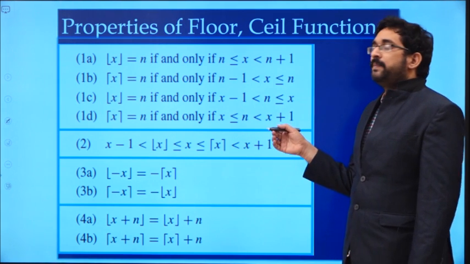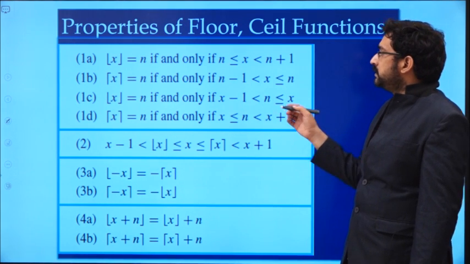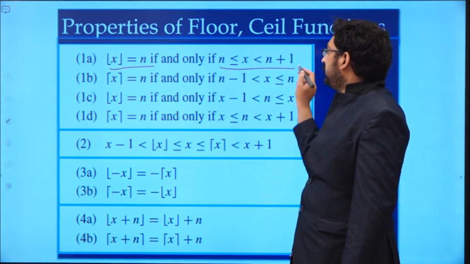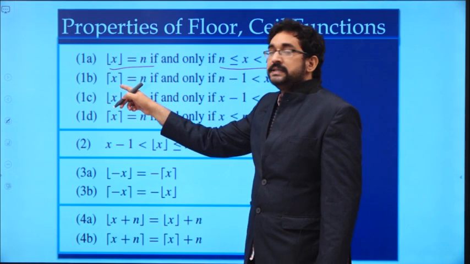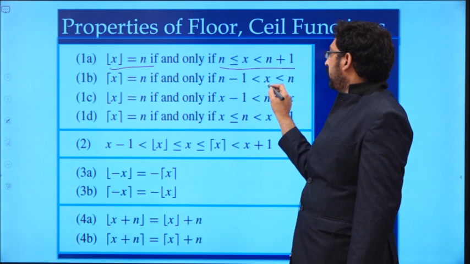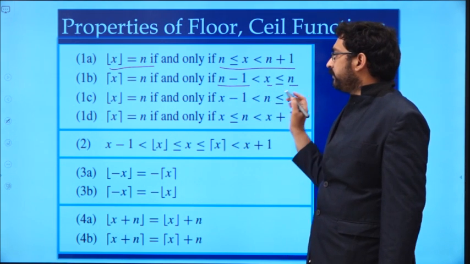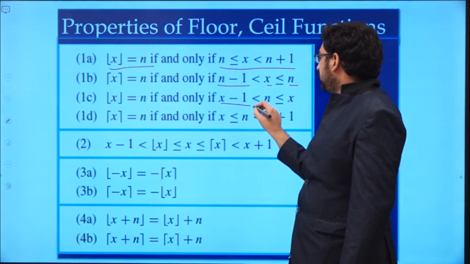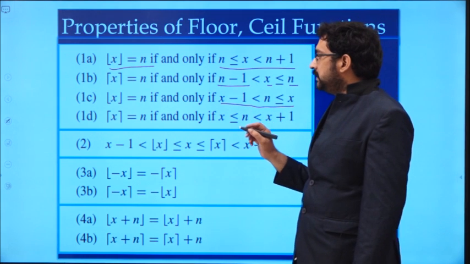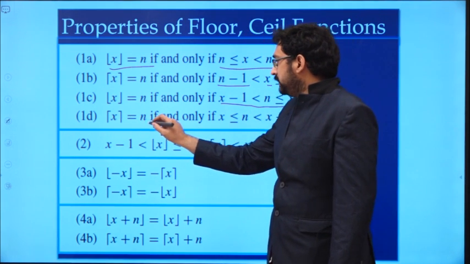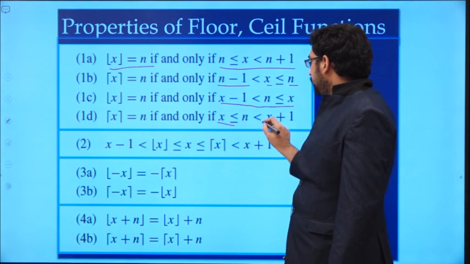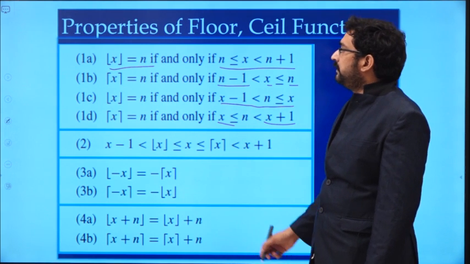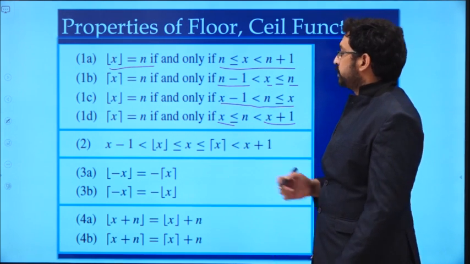These are some properties of the floor function and the ceil function. Floor of x will be n if x is between n and n plus 1. Ceil of x will be n if x is between n minus 1 and n. Floor of x will be n if x minus 1 is less than n, which is less than or equal to x. Similarly, ceil of x will be n if n is between x and x plus 1. All these are important properties of the floor and ceil functions.